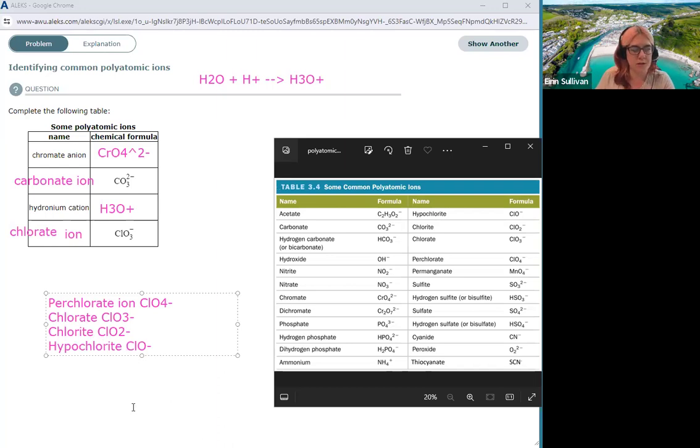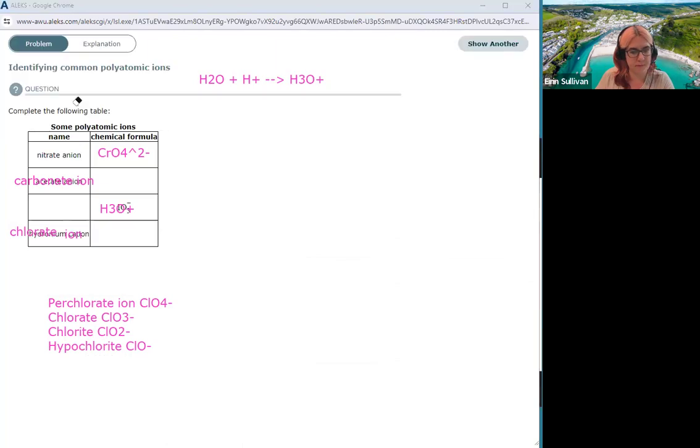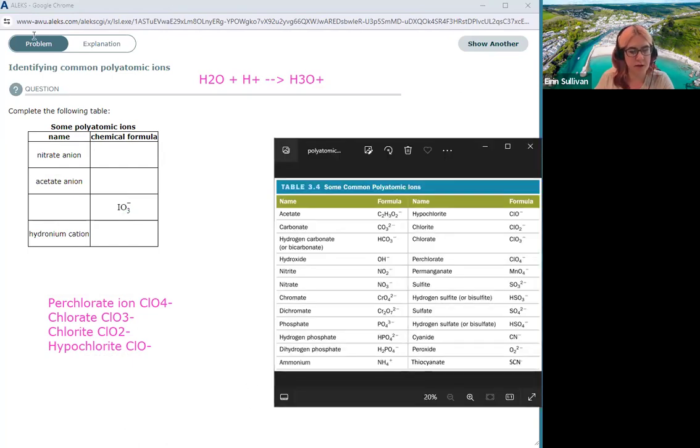So let's just do another one of these and see what comes up. The nitrate anion would be NO3 minus, the nitrite ion would be NO2 minus. So just learn those relationships. NO subscript 3 superscript minus. The acetate ion is C2H3O2 superscript minus. This comes from acetic acid. It's the conjugate base of acetic acid, which you may have learned as a structural formula like that.